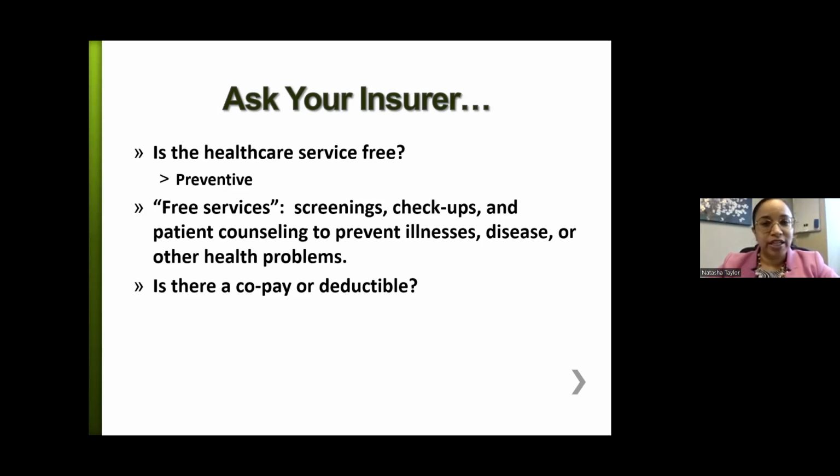Screenings, checkups, patient counseling to prevent illness, disease, or other health problems, all of those are supposed to be free services. So check with your insurer and make sure that you will not have to pay out of pocket to have those services done. Also, you want to check, is there a copay or is there a deductible? Again, knowing these things ahead of time can help prepare you for your visit.